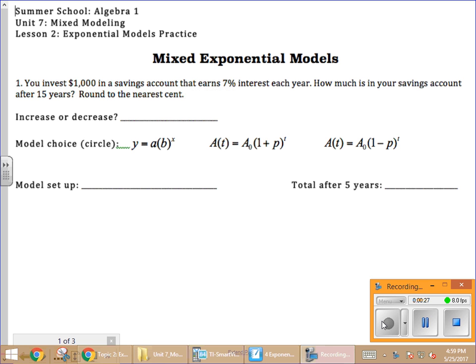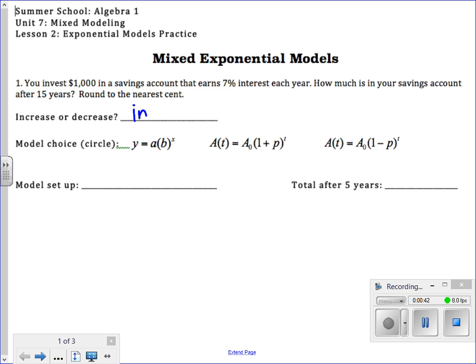Alright, so number 1, you invest $1,000 in a savings account that earns 7% interest each year. How much is in your savings account after 15 years? Well, we talked in our notes about how when we put money into a savings account that earns interest, that means that your amount is going up. It's going to increase. Because we have 7%, we need to use one of the models that deals with percent change. And since we're increasing, we want the one that's 1 plus p for increasing percent.